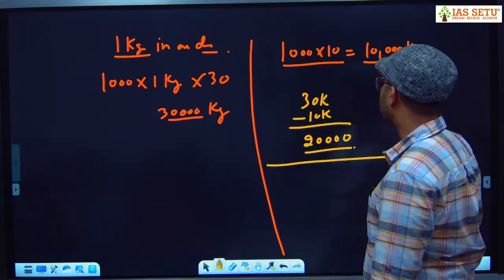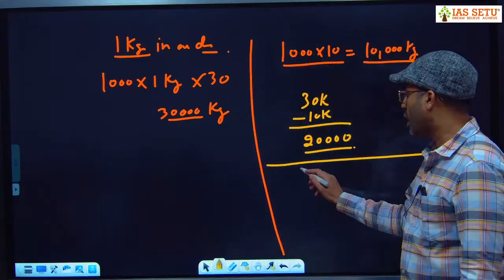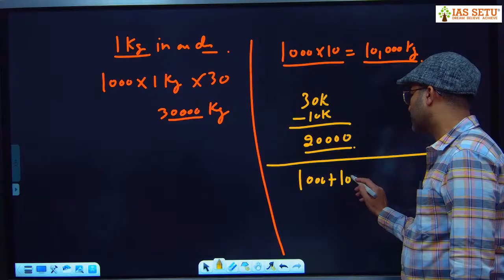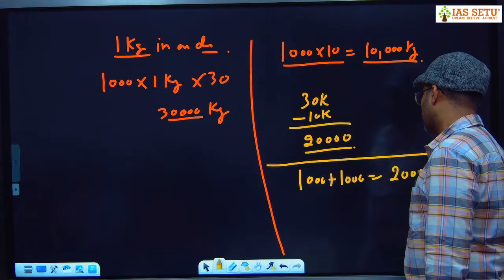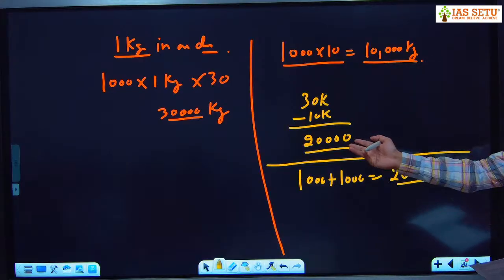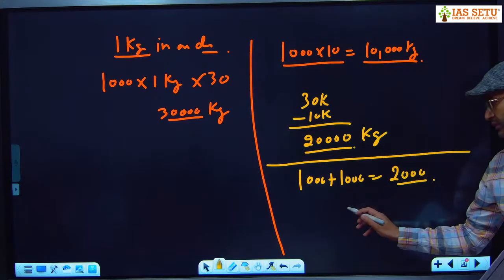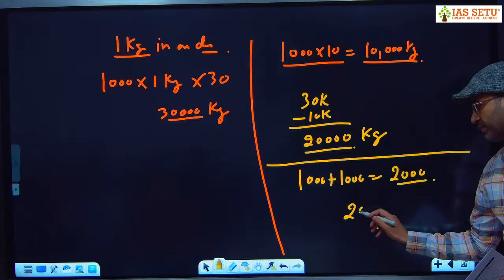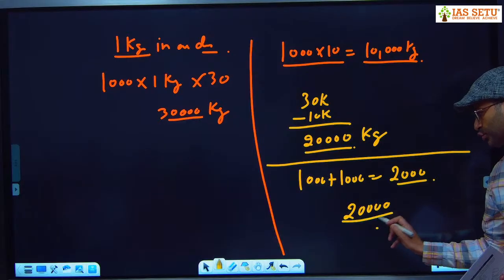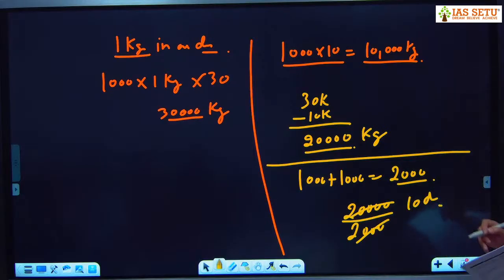Now next, after 10 days, 1000 more soldiers joined the group. So now how many soldiers do we have? 1000 plus 1000, we have 2000 soldiers. And daily they consume 1 kg each, which means they consume 2000 kg. And the remaining food available is 20,000 kg. So 20,000 kg and daily consumption is 2000 kg. So it will be sufficient for how many more days? 10 days.